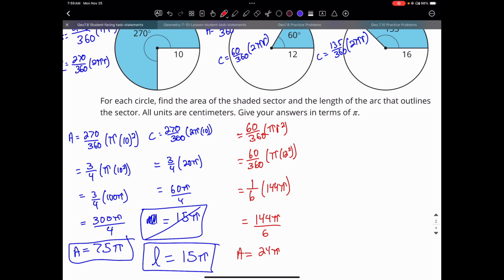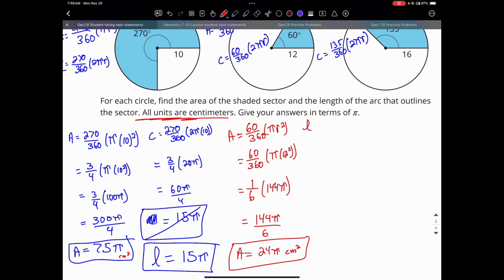So that's the area. And remember, when we identify area, we always put it in units squared. So in these, all units are centimeters, so we would say centimeters squared, right? And I apologize, I forgot to do that in the first one. That would also be centimeters squared. So when we talk about area, we have to say units squared, right?